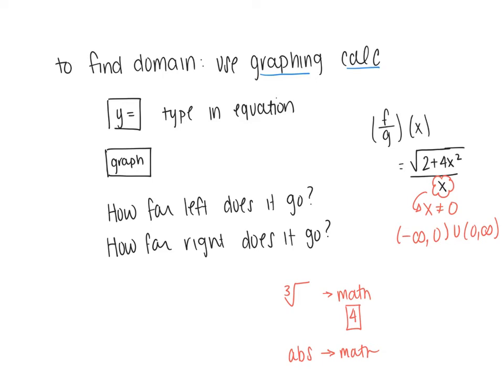So you're going to type in the equation, and then click graph. It may take a second. If nothing happens instantly, just give it a moment. You're graphing some crazy functions sometimes. Look at the graph and ask how far left does it go, and how far right does it go? That will be your domain. Your graphing calculator has arrows on the ends, even if you don't see them, so keep that in mind as well.